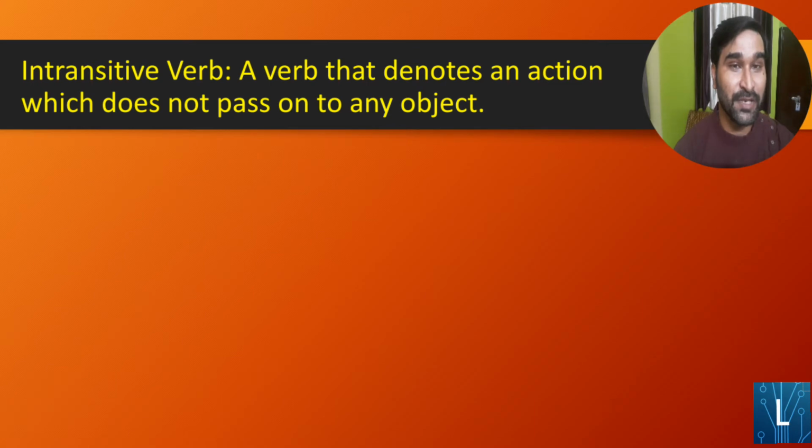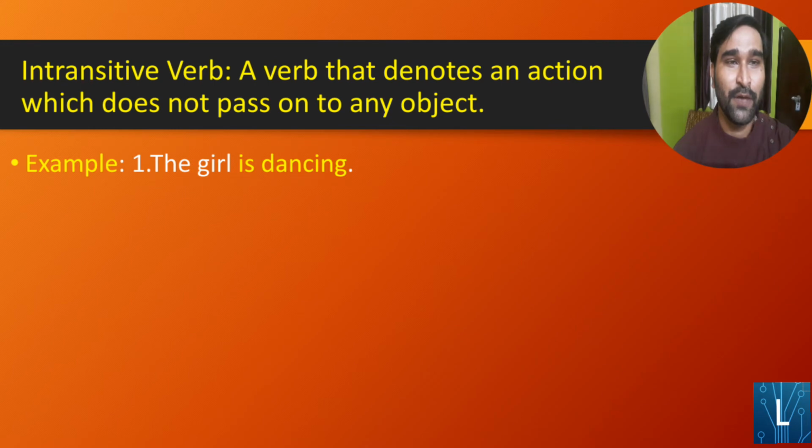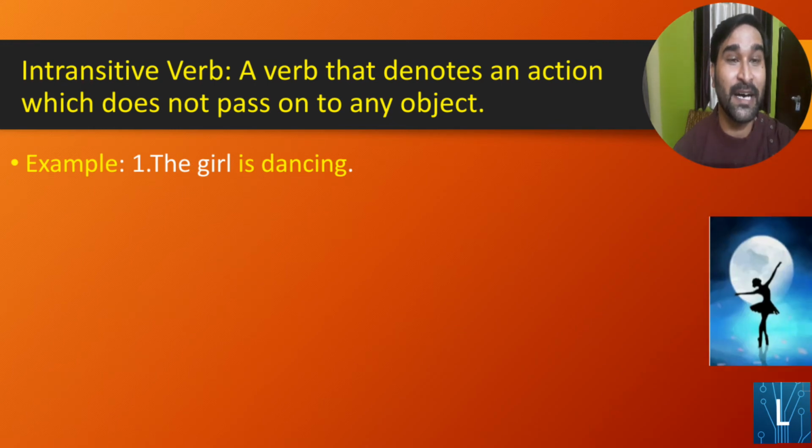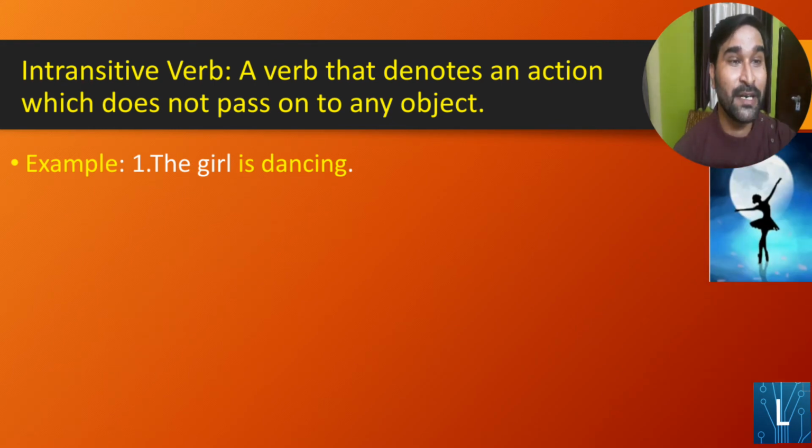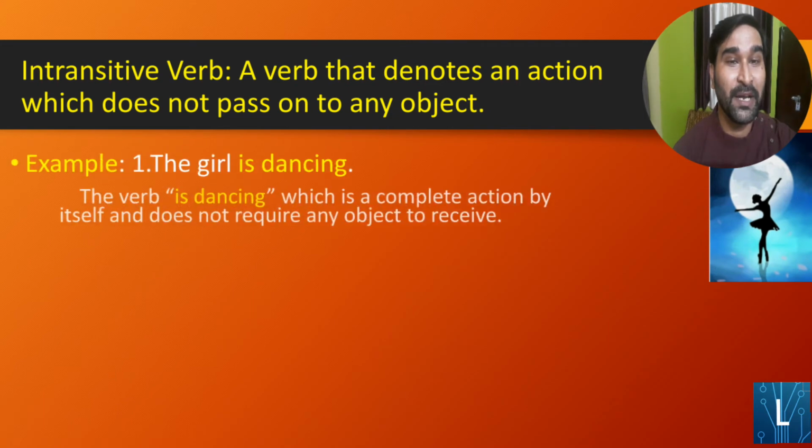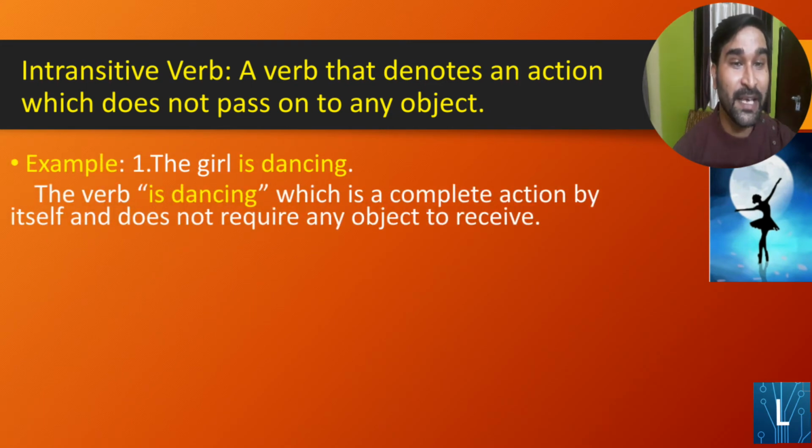Next, intransitive verbs. What are intransitive verbs? A verb that denotes an action which does not pass on to any object is called an intransitive verb. Now if we explain it with an example, the girl is dancing. Here it is clear the verb is dancing, which is a complete action by itself and does not require any object to receive.